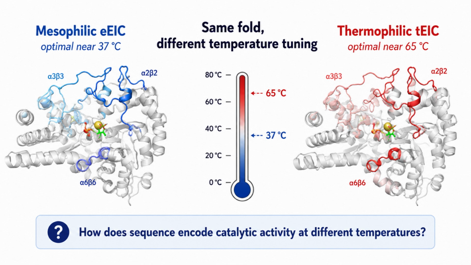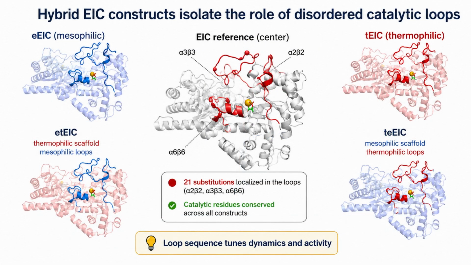Mesophilic and thermophilic EIC homologs have the same overall fold and conserved catalytic residues, but their loop sequences and temperature-dependent activities are different. To isolate the role of the loops, we used mesophilic EIC, thermophilic EIC, and hybrid enzymes in which the catalytic loops were swapped between scaffolds. This showed that loop sequence is a major determinant of catalytic dynamics and activity.